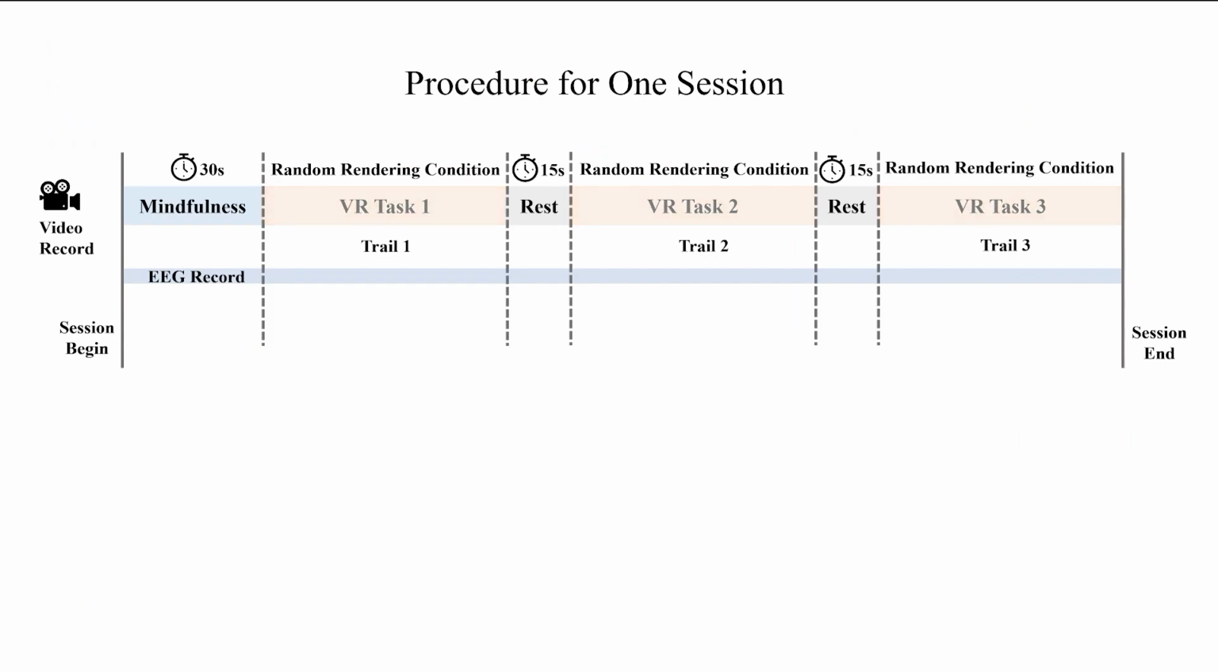We group 3 trials of different VR tasks into a session. The figure illustrates the procedure for one session. Each session begins with a 30-second positive mindfulness period to establish a baseline for the EEG signal. Participants then began the first VR task trial and reported cybersickness.